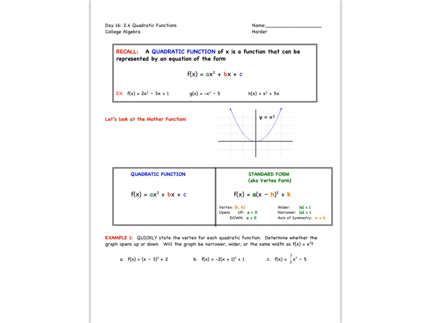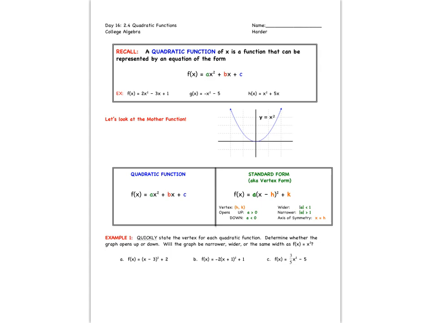All right, just a real quick reminder that a quadratic function of x is a function that can be represented by an equation in this form, where we have ax squared plus bx plus c. Here are all the different ways, plus many others, that you might see that written. Our mother function is this one right here, where we have a vertex of (0, 0). It opens up, and it looks just like this. Now we're going to get into it and compare the two.